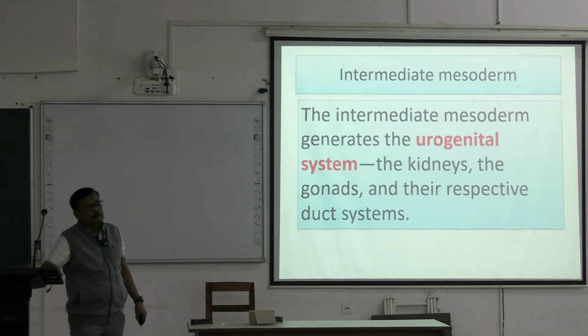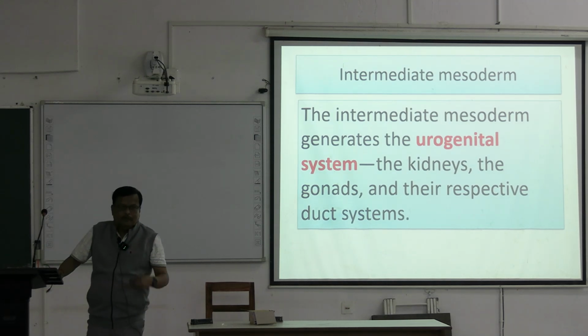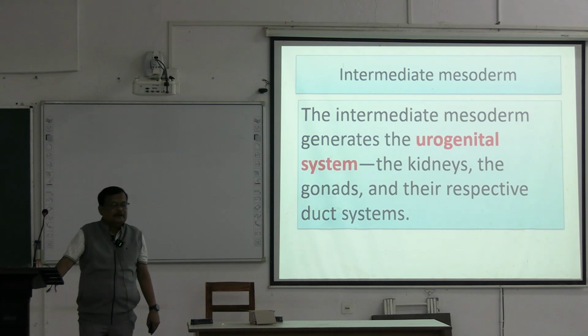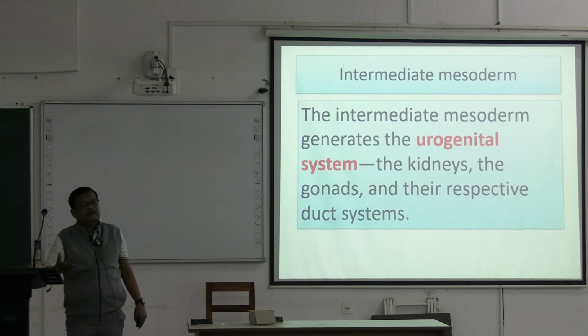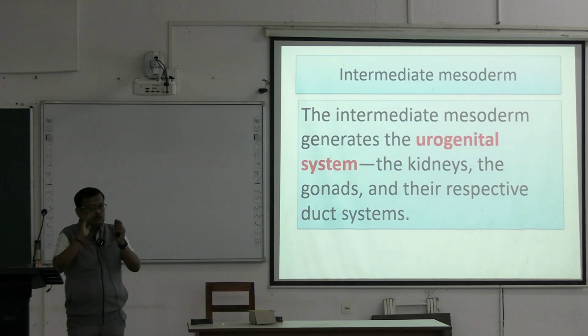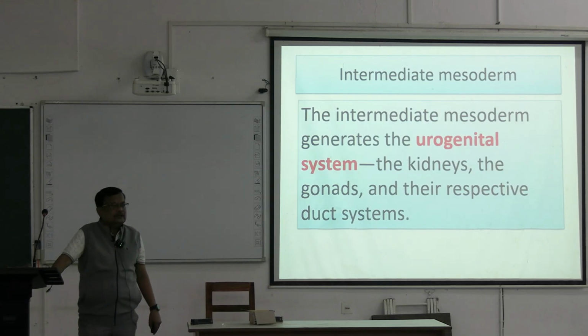that layer is called the parietal layer: the parietal layer of the pericardium, parietal layer of the pleural cavity, parietal layer of the peritoneum, and the layer closely adherent to the organ is called the visceral layer.